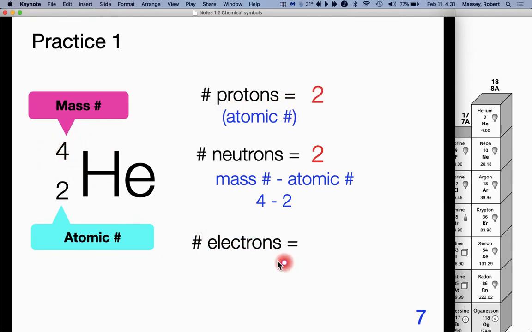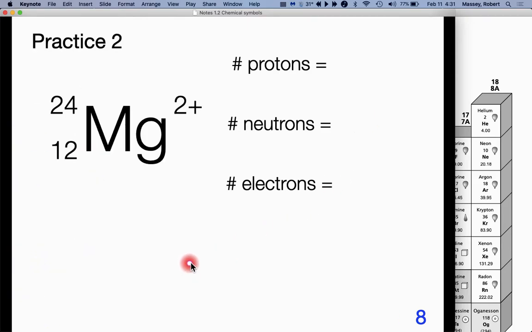Now the number of electrons, because it has no charge, must be the same as the number of protons. So remember, the atomic number minus the charge tells us the number of electrons. So 2, the number of protons, minus no charge, would mean we have 2 electrons. So the simple way of looking at it is that if it has no charge, it has the same number of electrons and protons.